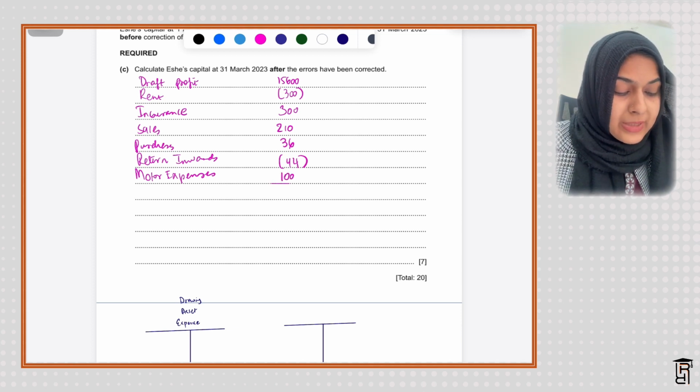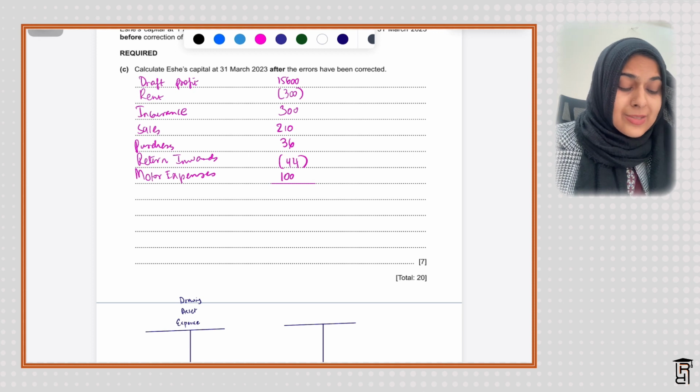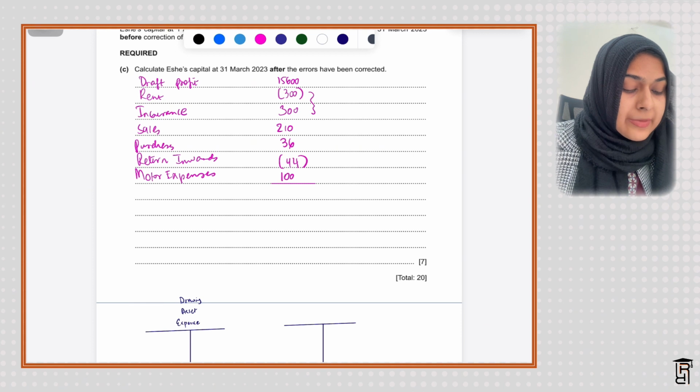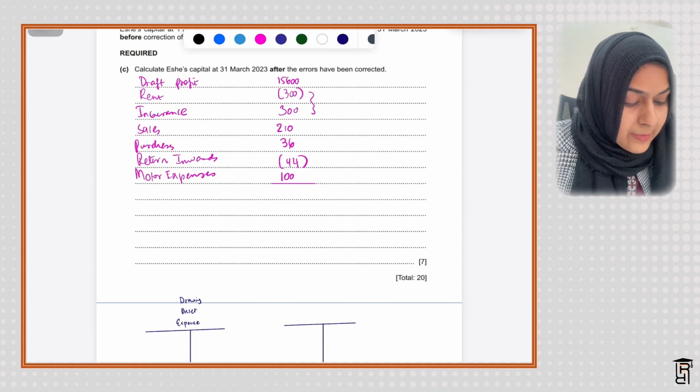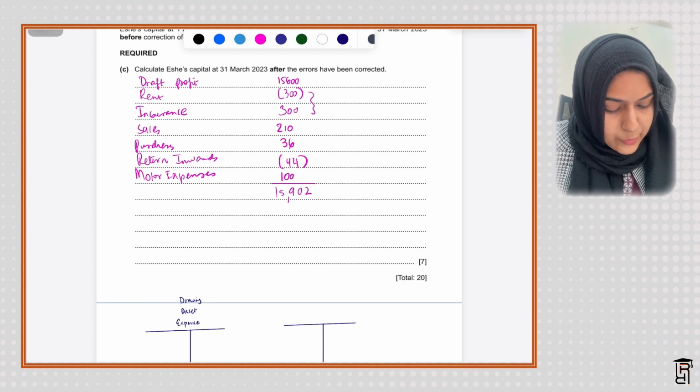But now when you basically start with 15,600, subtract 300, add 300, this is not going to affect profit. This is going to nullify the effect. Like minus 300 plus 300 is 0. Plus 210 plus 36 minus 44 plus 100. The answer to this will come out to be 15,902. This is my corrected profit.